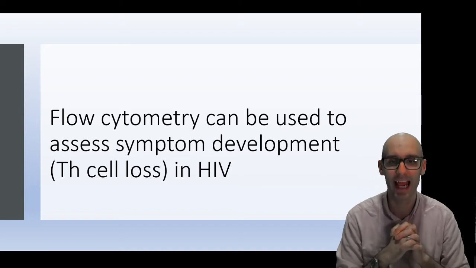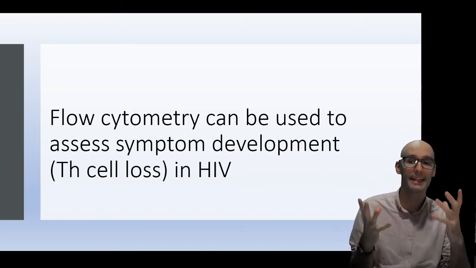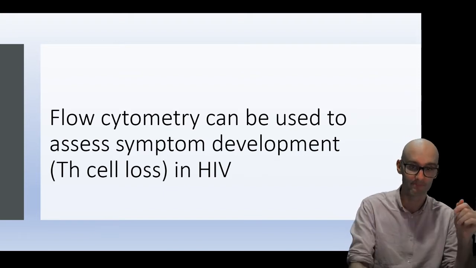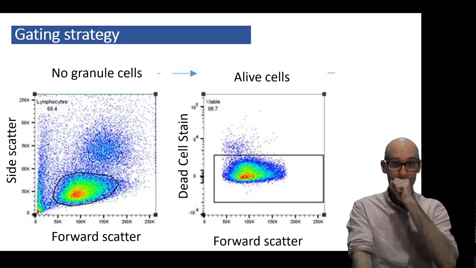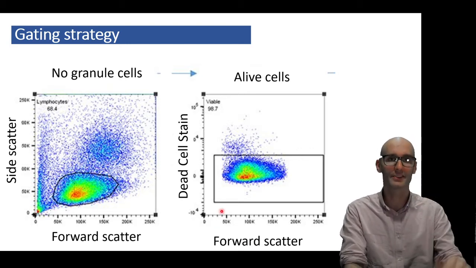Flow cytometry. How can we use flow cytometry to assess the symptom development, a.k.a. T helper cell loss, in HIV? So we can take their blood. The first thing we're going to want to do is some of those classical gating strategies.